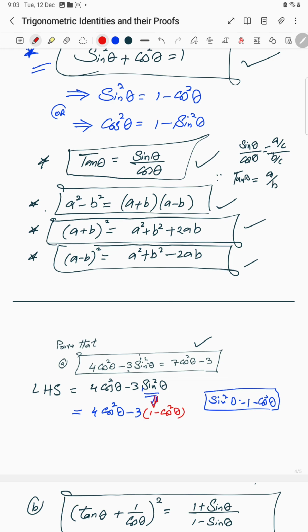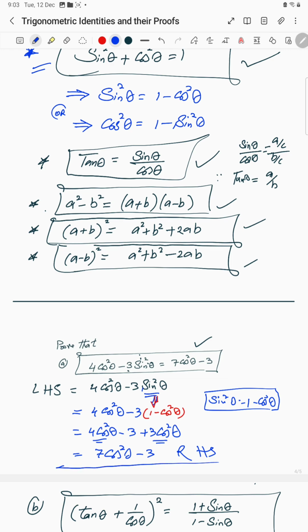And this we have. Now simplify it and you will get your proof, that is 4 cos square theta minus 3 plus 3 cos square theta. So plus 3 cos square and plus 4 cos square makes 7 cos square theta, minus 3. That is your right hand side. So hence proved. You have proved this identity. I hope you got it. But keep in mind only the 5 identities I have highlighted here: sine square theta plus cos square theta equal to 1, tan theta as this, and the 3 algebraic ones. We will use these everywhere.